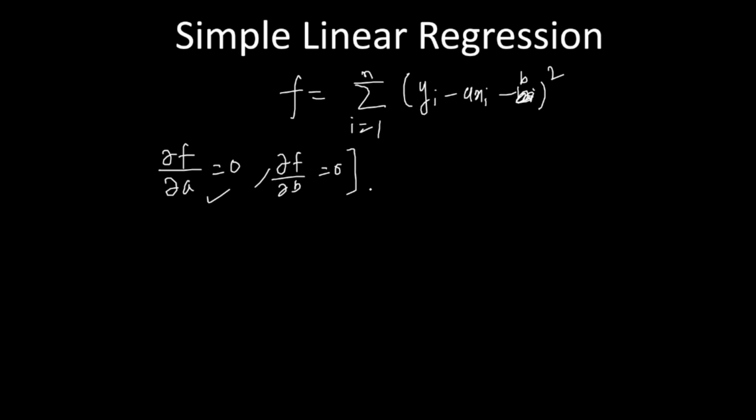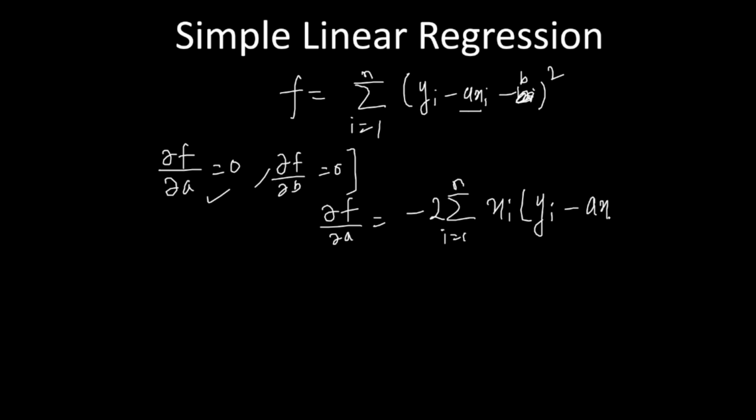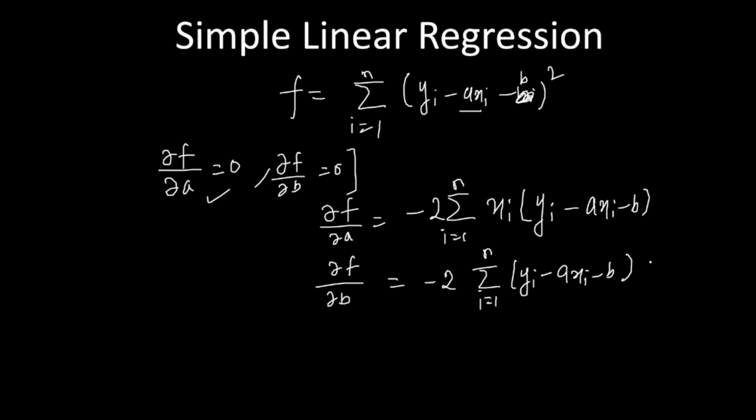Okay, so let's start with the first one. What is dou f by dou a? When you differentiate with respect to a, you get minus 2 summation i equals 1 to n of xi times (yi minus a xi minus b), because you first apply the chain rule, 2 times this, and then you also find the derivative of the inner term using the chain rule. And dou f by dou b should be equal to minus 2 summation i equals 1 to n of (yi minus a xi minus b) equals 0.